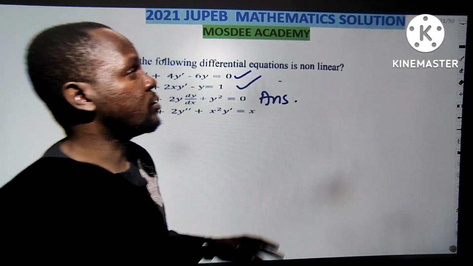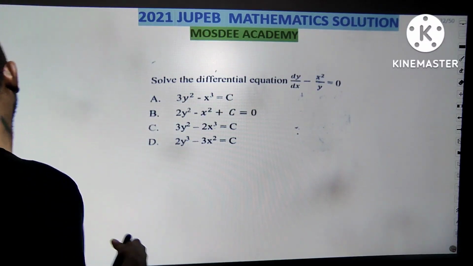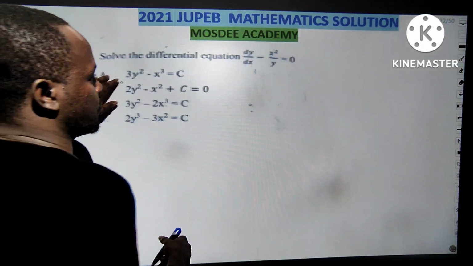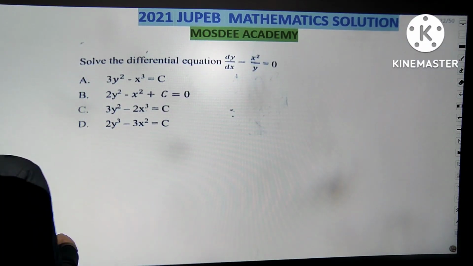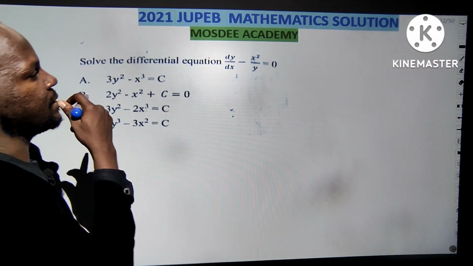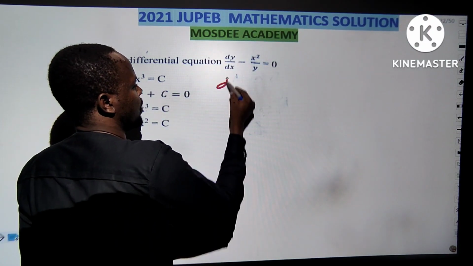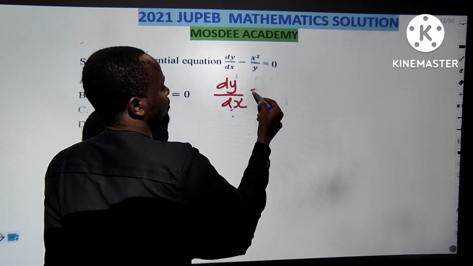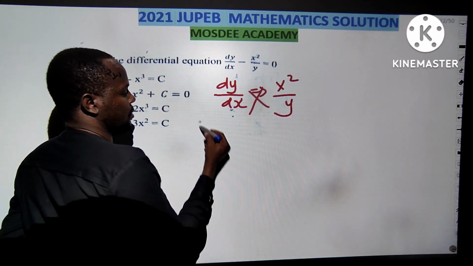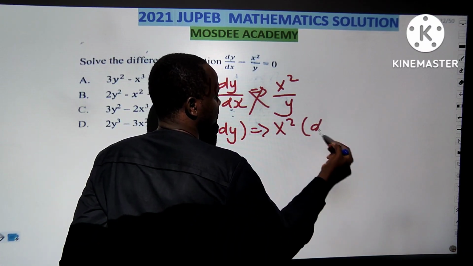Next question, question 22 of 50. Now the next question says we are to solve. Now what are we solving? We are solving the differential equation dy by dx minus x squared over y is equal to 0. Collect like terms: dy by dx is equal to, this will be plus x squared over y. Cross multiply. This is y dy equals x squared dx.